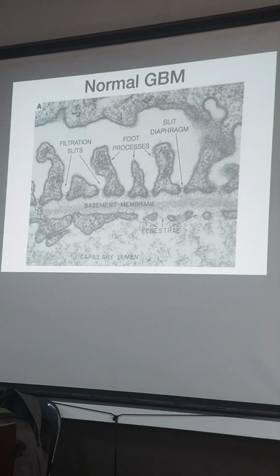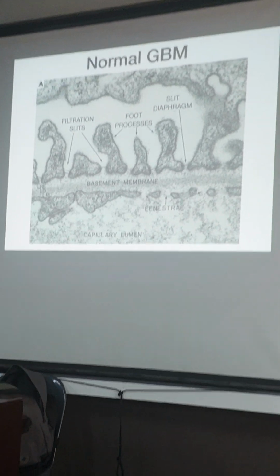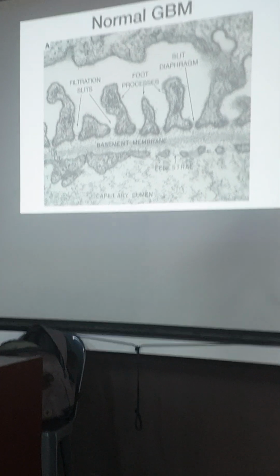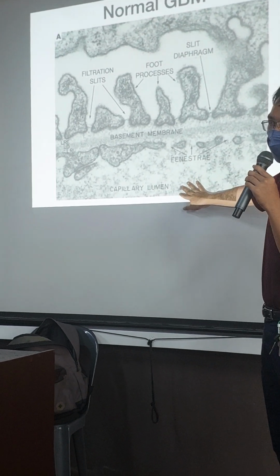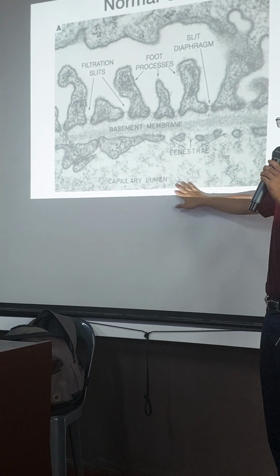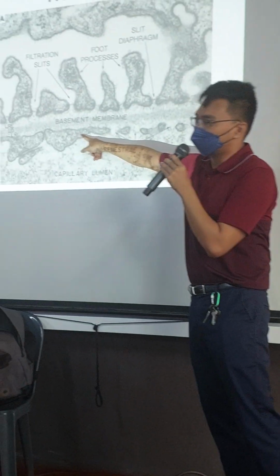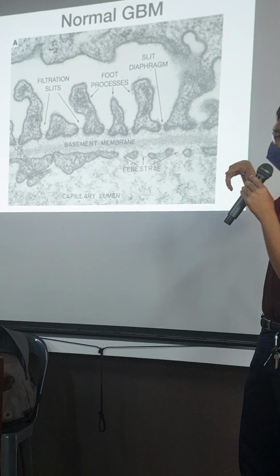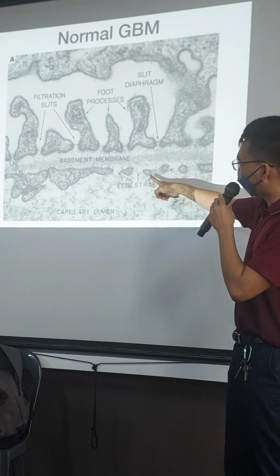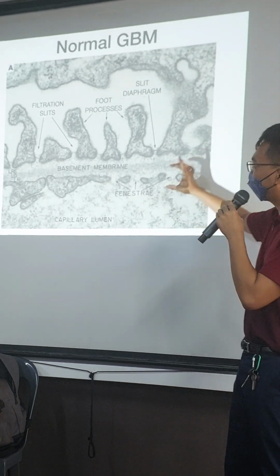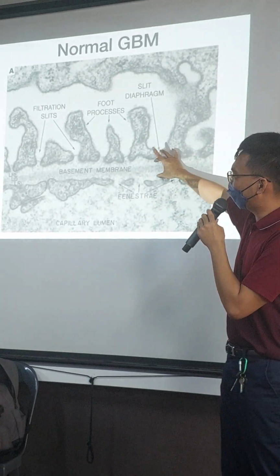So this is the electron microscopic view of the glomerulus. Here, this is the capillary lumen. This is where the blood would be. Here is the endothelium, simple squamous endothelium. You can see there are little openings, which are the fenestrae. That's the fenestrae. Here now is the GBM.